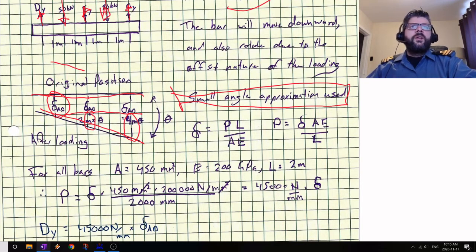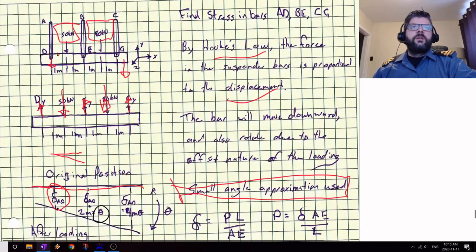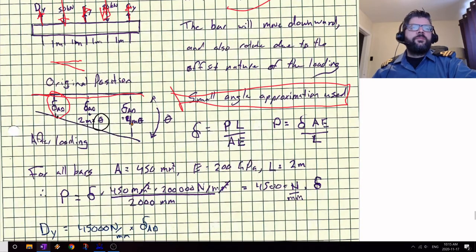So based upon that approximation, the magnitude of the additional displacement is going to be the angle times the distance between here and here, and then here and here. So 2 meters times that angle for the bar in the middle, and then 4 meters times that angle for the bar on the right.